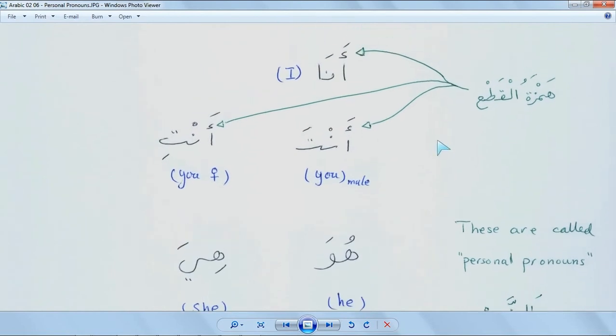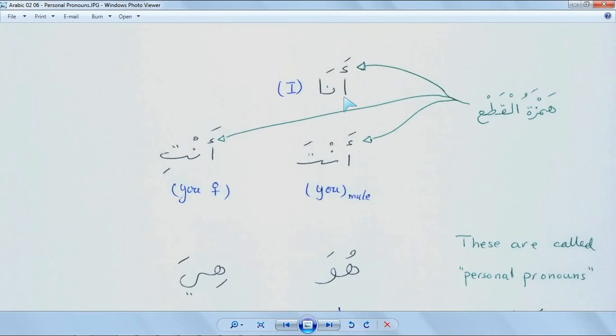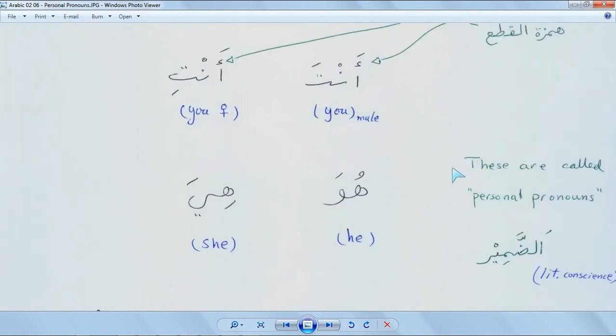Just an important point to remember, that the hamza in ana, anta and anti is a hamzatul qata'. And remember, this is different to the hamzatul wasl, which we met in the al of alif lam, the definite article. That was a hamzatul wasl, and this is a hamzatul qata'. Right, so that's that.